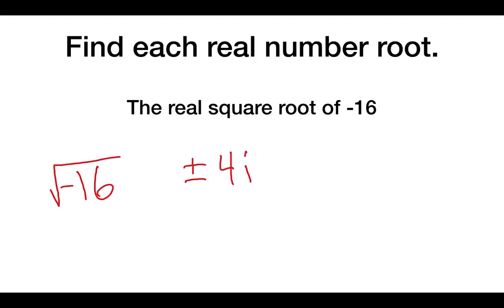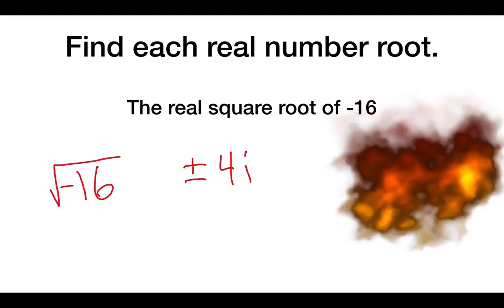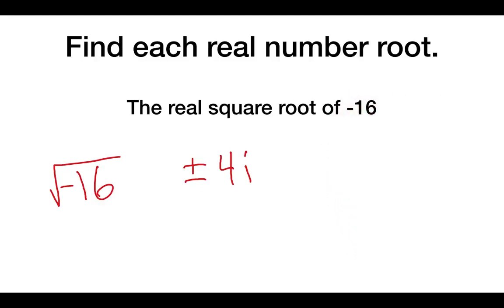But there's a slight issue here. You see this letter i? The problem is the letter i stands for something, and that's imaginary. Like our friend right over here, Bing Bong. But unfortunately, in the world of real square roots, imaginary doesn't exist. So there are, of course, no real roots.